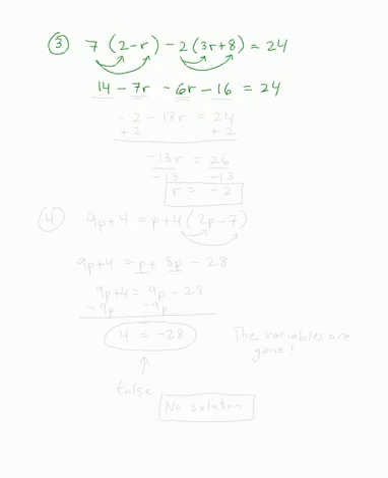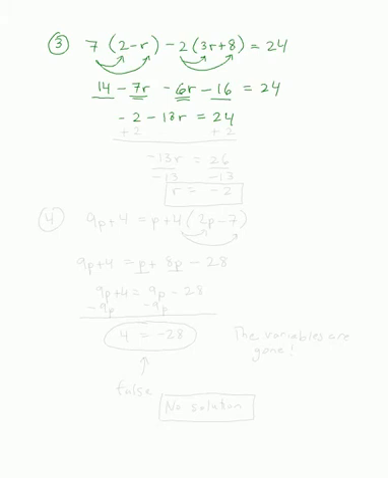Let's go ahead and combine our like terms here. First, I see constants here. Why don't I do the constants first? I have 14 minus 16, that gives me negative 2. And I have negative 7r, negative 6r, that gives me negative 13r.